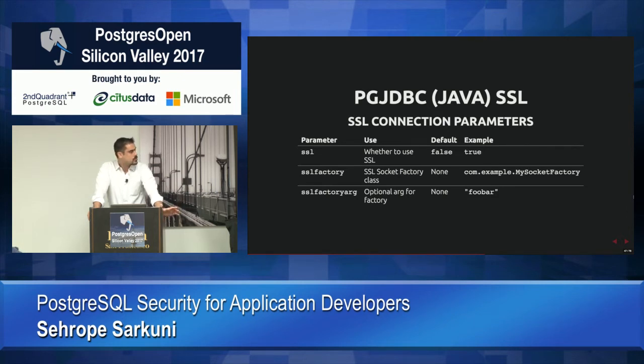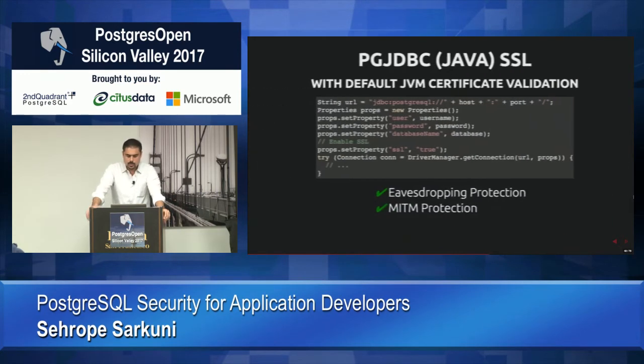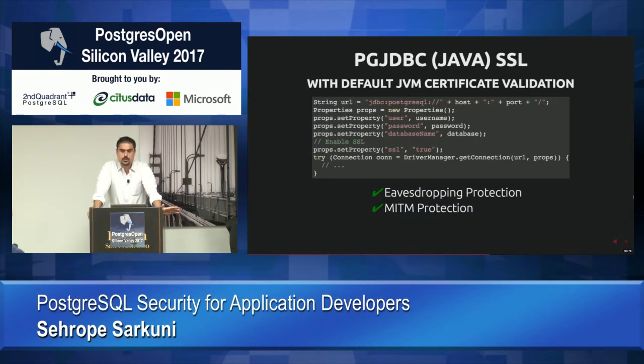And the way that the JDBC driver is set up, you can specify your own custom socket factory instead of the default one. And you can also give it an argument if you want to customize it at runtime to do something specific. So by default, if you just say SSL true in Java, it's pretty cool because it does have eavesdrop protection and it does have man-in-the-middle protection. So on the surface, this looks like an awesome thing. Oh, I just have to say SSL equals true. The problem is this just doesn't work.